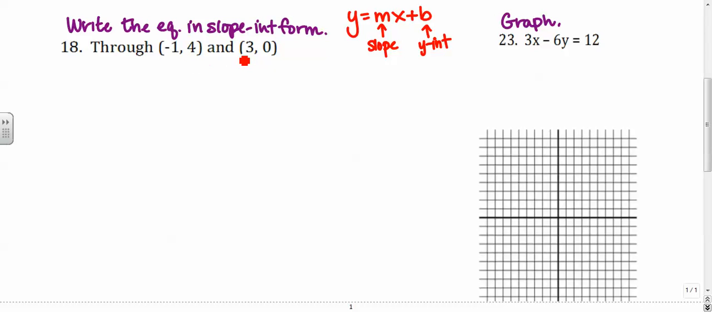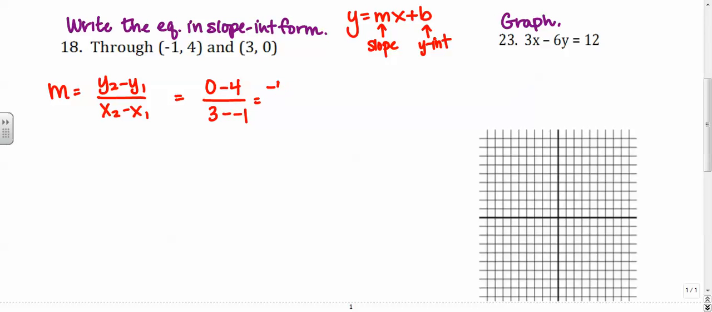We have two pairs of points, so we have neither a slope nor a y-intercept. That means we're going to have to find both. I'm going to start by finding the slope. So slope is y2 minus y1 over x2 minus x1, or you can reverse both if you like, as long as you reverse both. I'm going to keep it in that order just for the sake of using the formula. So y2 is 0 minus y1, which is 4, over x2, which is 3, minus x1, which is negative 1. So I get negative 4 over 3 plus 1 is 4, and my slope is negative 1.